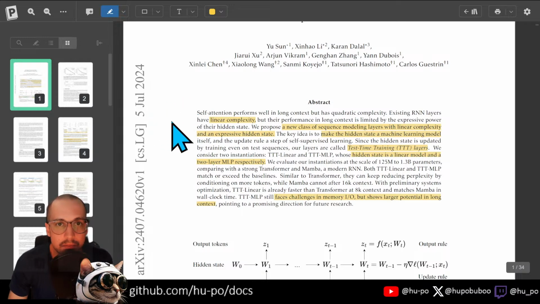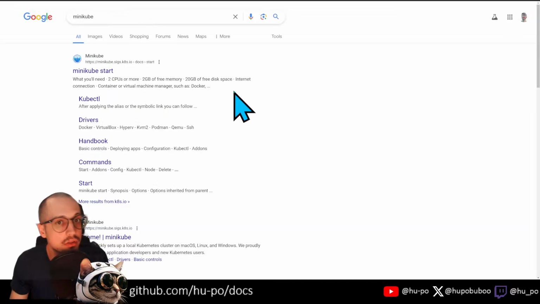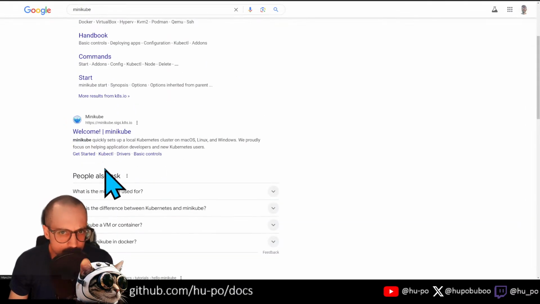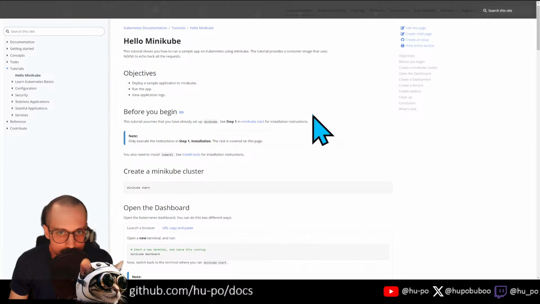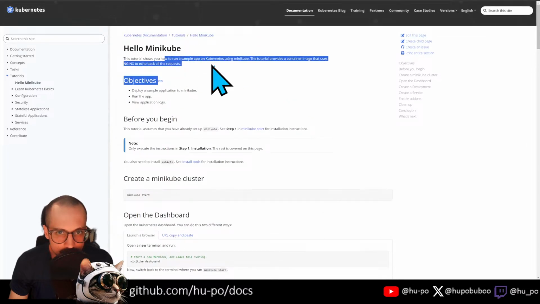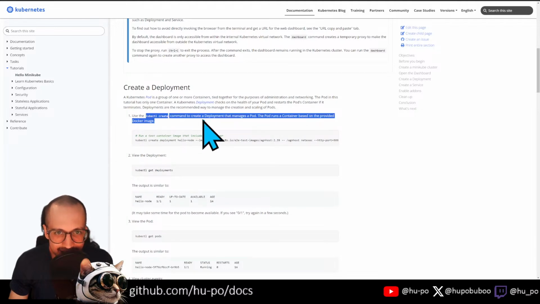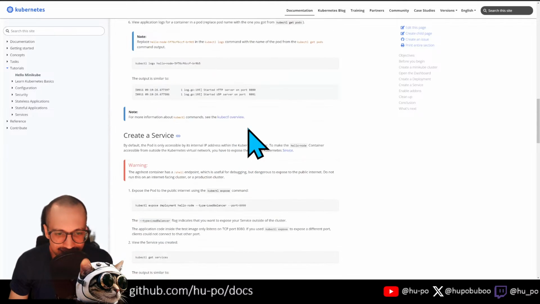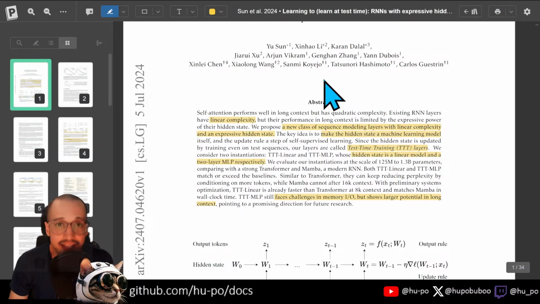Can I explain Minikube? What is Minikube? Is that like mini Kubernetes? I've never even heard that. Let's see. Minikube sets up a local Kubernetes cluster. What's the point of this, though? Like, why can't you just use Kubernetes? It's just Kubernetes, but on one machine? IDK, bro.